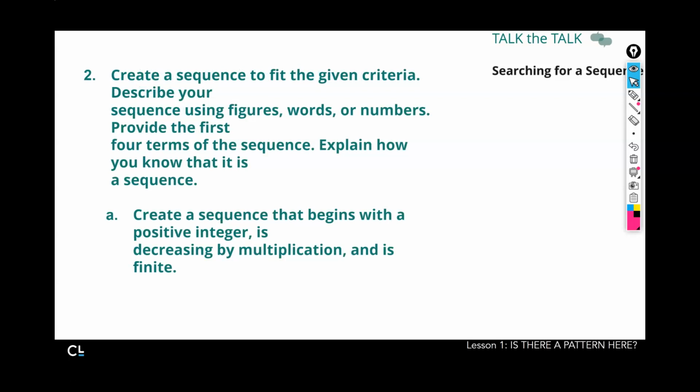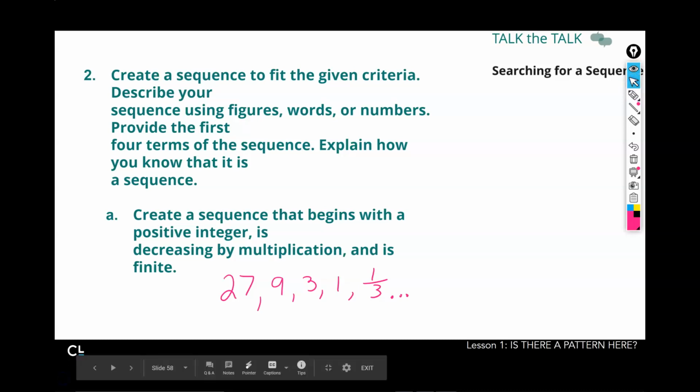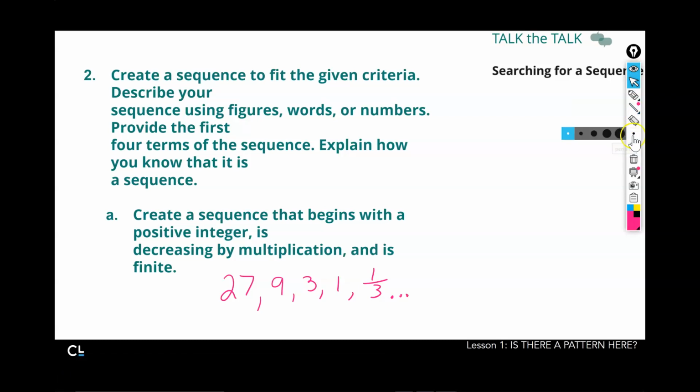Create a sequence to fit the given criteria. Describe your sequence using figures, words, or numbers. Provide the first 4 terms of the sequence. Explain how you know that it's a sequence. So for part A, you could come up with a sequence. Your answers could vary. Let's say that I start out with 27, then it goes to 9, 3, 1, and 1/3, and it's going to continue. In this sequence, you can see that I'm dividing by 3. So even though this pattern could continue, I'm going to end it to show that it is a finite sequence.